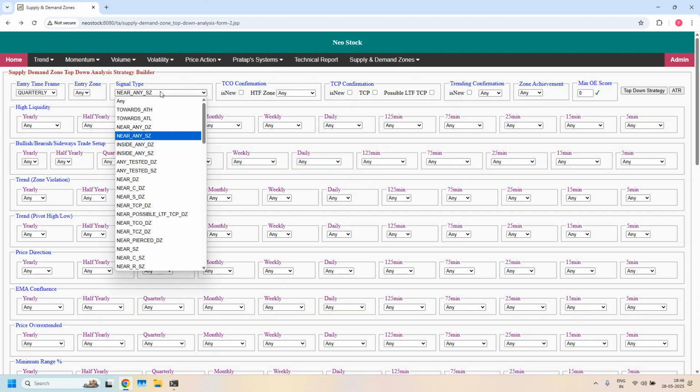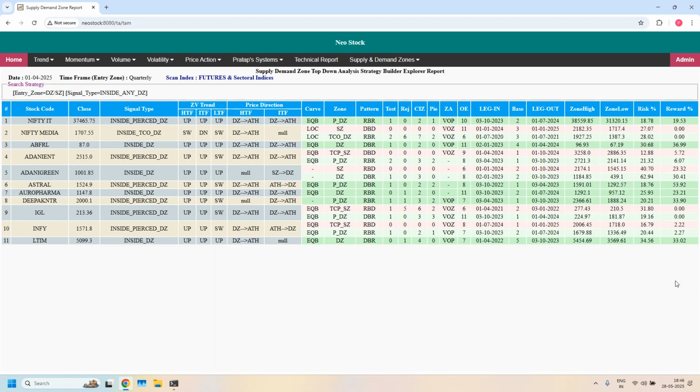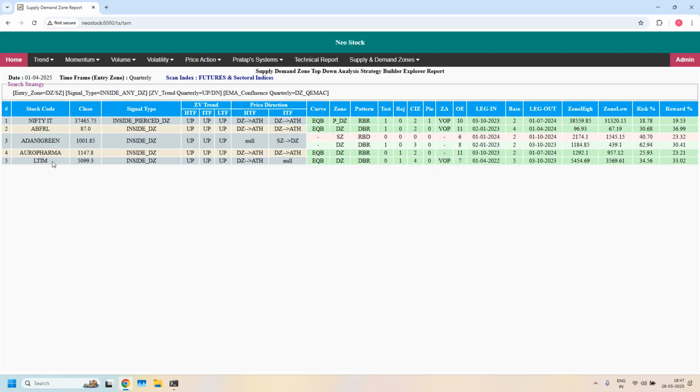Next, price closed inside the quarterly demand zone. We got 11 stocks. Out of these 11, how many are having EMA confluence? So at quarterly time frame, quarterly demand zone having quarterly EMA. At the same time, trend on the quarterly should not be sideways. Can be up or down. So we got 5 stocks.